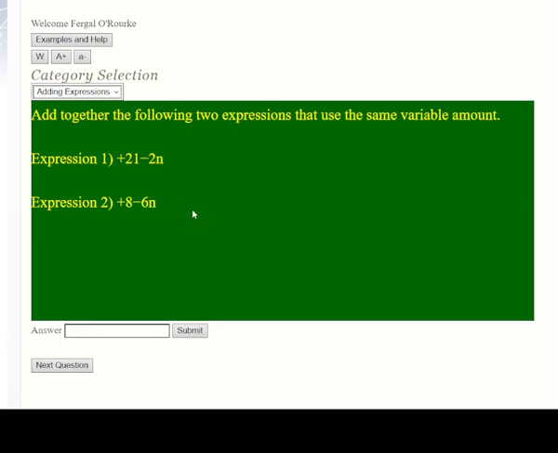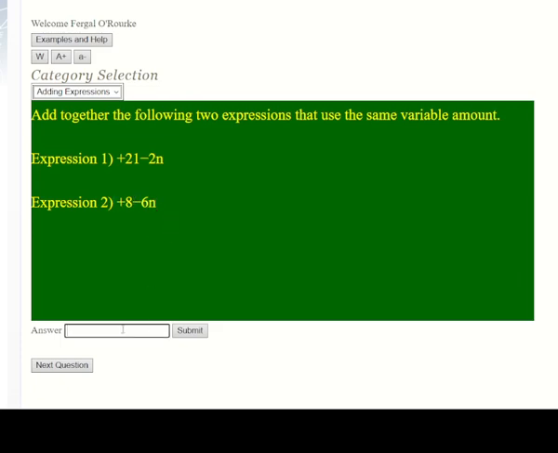We don't necessarily know exactly what these expressions mean, but we do know that they use the same variable here, the same variable n. So for example, in expression 1 we might have John has 21 euro and loses 2 euro every day. So the number of days might be the letter n here, the variable n, the variable amount which represents the number of days. So he starts off with 21 euro and loses 2 euro every day. Expression 2 might mean Paul has 8 euro and loses 6 euro every day.